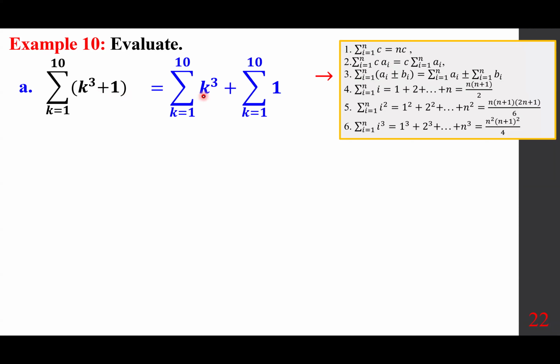And for this one, I'm going to go for this one. And I'm going to write n squared, which is 10 squared, times n plus 1, which is 10 plus 1 squared, over 4. And for this one, I'm going to use that one. And this one, of course, is just summation of 1. So that means 1 times 10. Again, it's pretty straightforward, everybody.